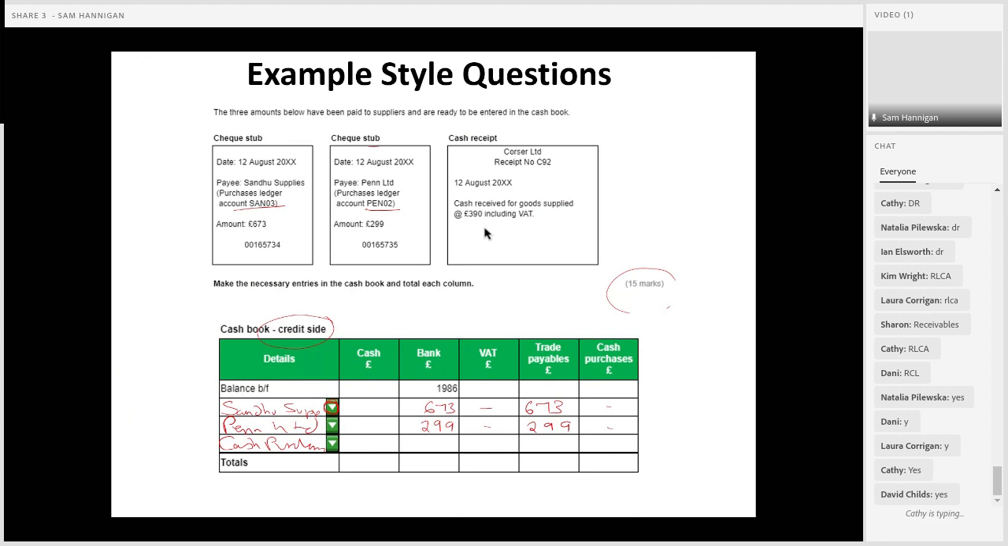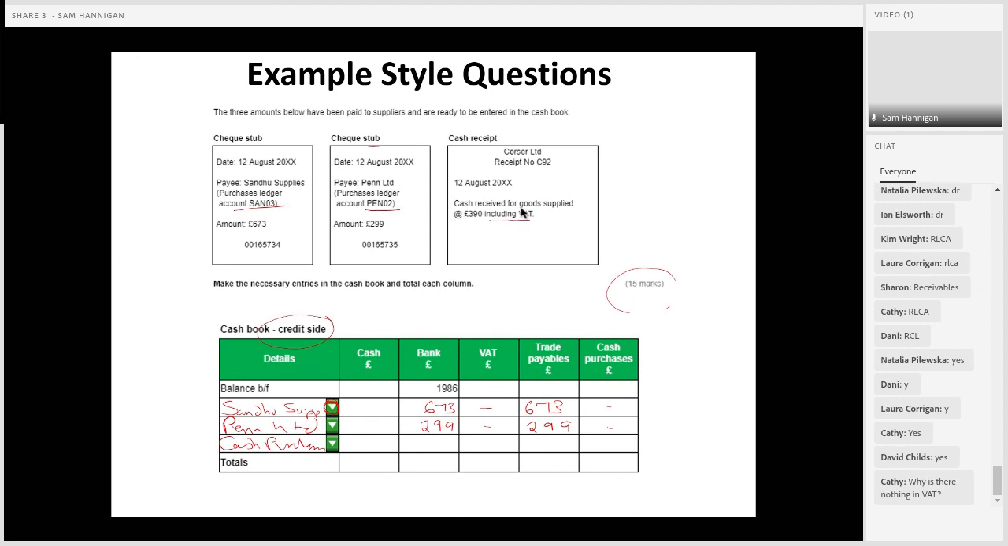RTFQ. Read the flipping question. Okay. It states here it includes VAT. So there's no VAT, Kathy, because these are credit suppliers, which means that we bought off them and we're paying, say, 30 days later. When we bought off them, we'd have entered the purchases and the VAT at that time. So it'd have gone into the purchase day book and we'd have dealt with the purchases and the VAT then.